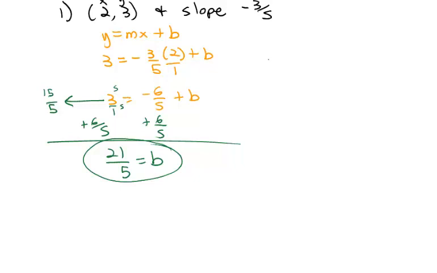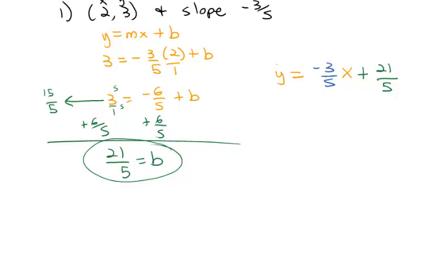And so we get our equation, y equals m, our slope, which was negative 3/5 x, plus b, which we found to be 21/5. Now, to get it into standard form, we're going to start to play with it a bit, massage it a bit to get it like we want it to be. Standard form first has no fractions.